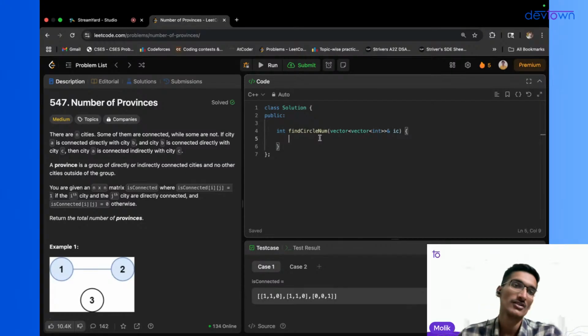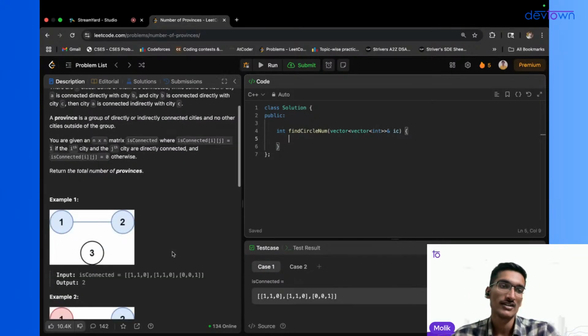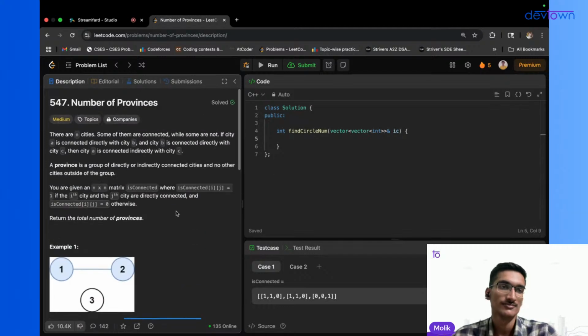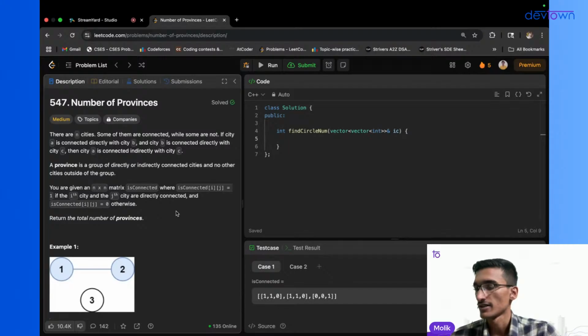So first, they have given you the graph in matrix form, right? I guess those people who are saying the matrix is useful, they'll be quite happy.